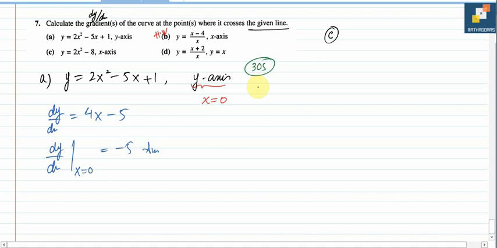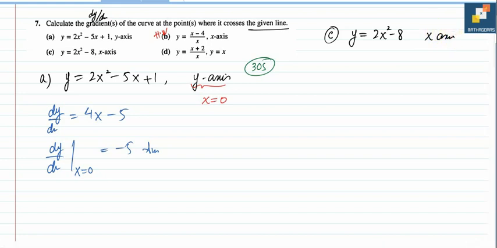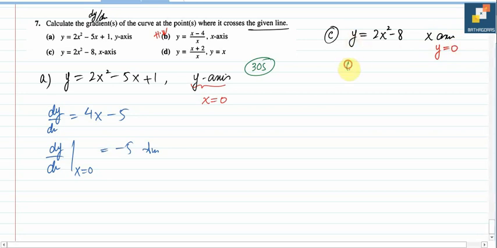Alright. For part C, it's y equals 2x square minus 8, and it says x-axis. Now the condition is, if the line cuts the x-axis, it means y is 0. So you need to place y as 0. So it will be 0 equals 2x square minus 8. Shift minus 8 to the left side. 8 equals 2x square. Shift 2. So 4 equals x square. Apply root on both sides. So x equals plus minus 2.